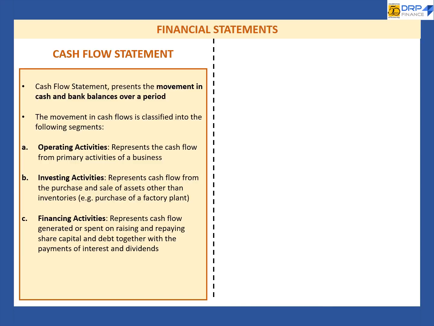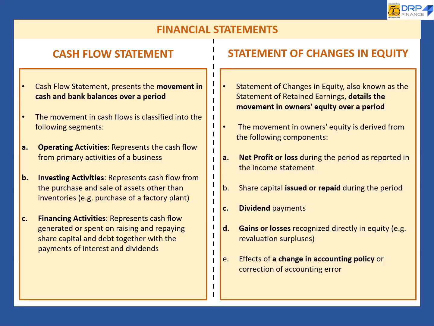interest and dividend. The statement of changes in equity, also known as the statement of retained earnings, details the movement in owner's equity over a period. The movement in owner's equity is derived from the following components: net profit or loss during the period, share capital issued or repaid, dividend payments, gains or losses recognized directly in equity, effects of changes in accounting policy or correction of accounting errors.